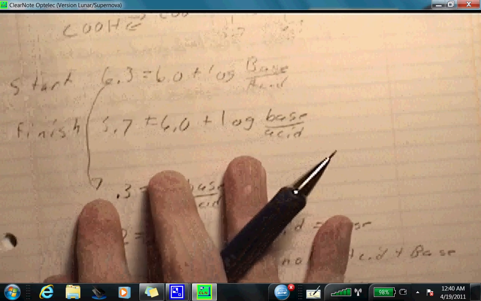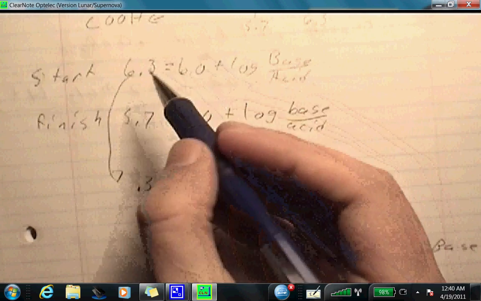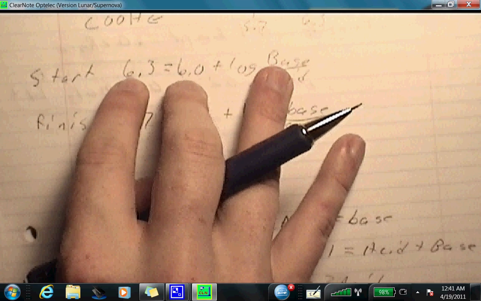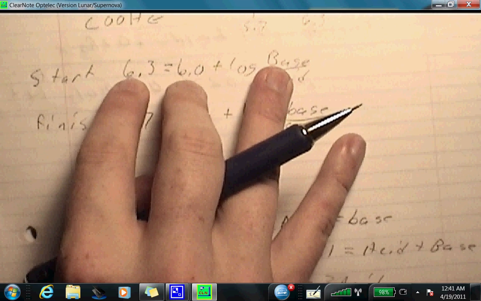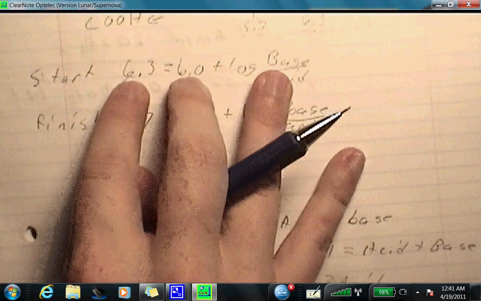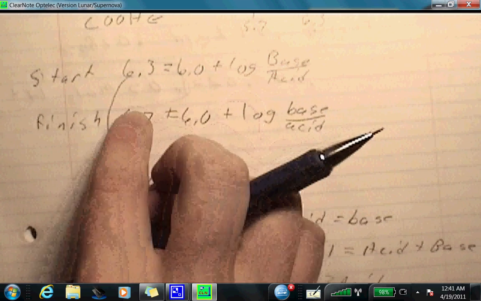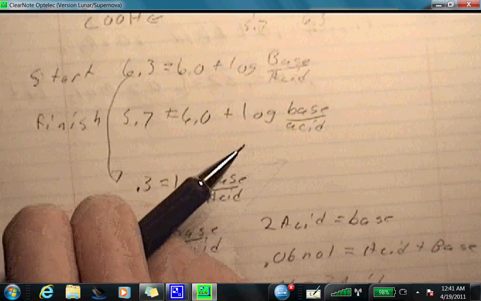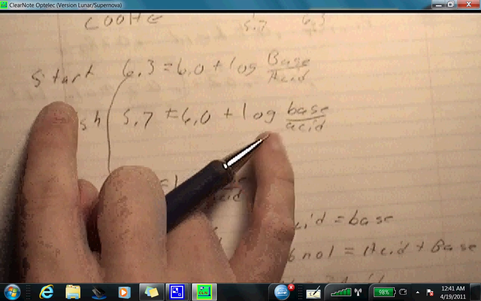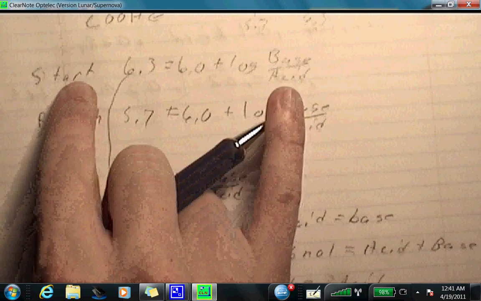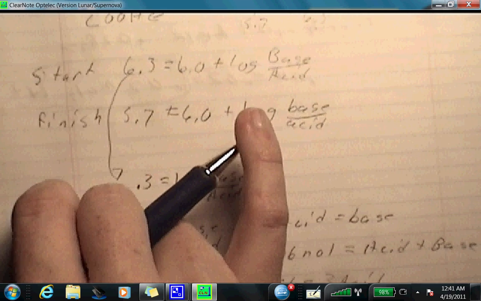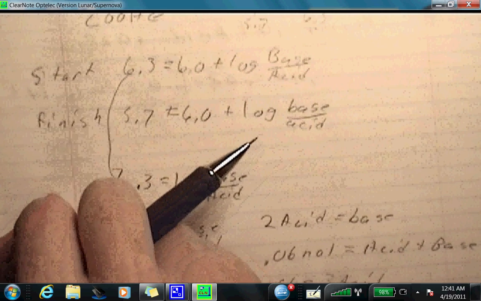So the hard thing about this problem is that it's hard to start off, because in all the other homework problems we've been given starting concentrations. This one we have to calculate both the start and the finish. So this is why it's very crucial that anytime you do one of these problems, you write out what your starting is and what your finish is, and what you're going to be solving for between the two.